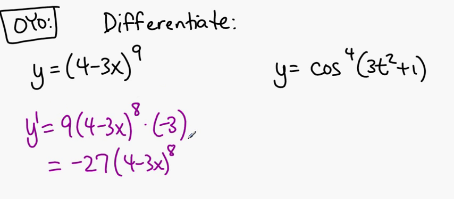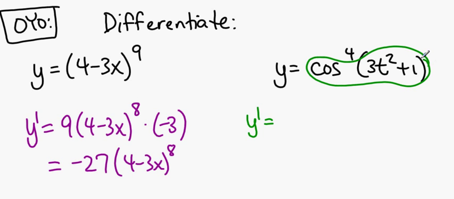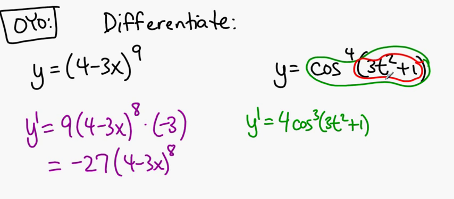Over on the other side, at my most basic level, I have something to the 4th power. And the derivative of something to the 4th power is 4 times that thing to the 3rd power. And then I look inside, and I've got cosine of blah-bitty-blah. So the derivative of cosine of blah-bitty-blah is negative sine of blah-bitty-blah. And then I take the derivative of that. So I hope you were able to come up with those things. I've got one more before our time is done.